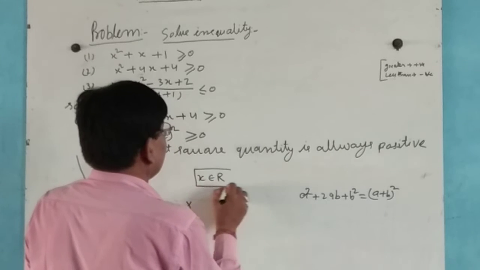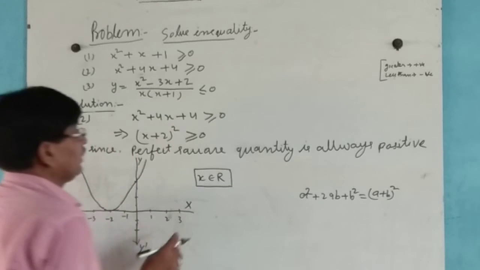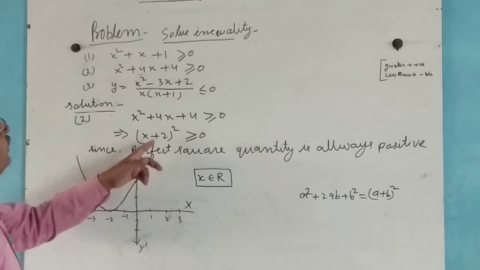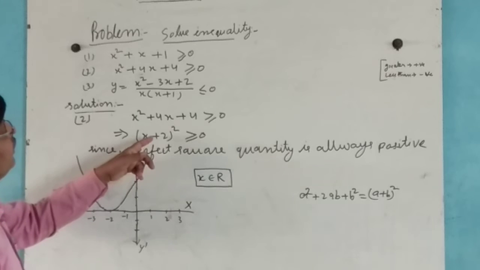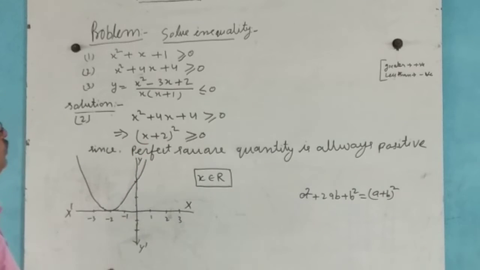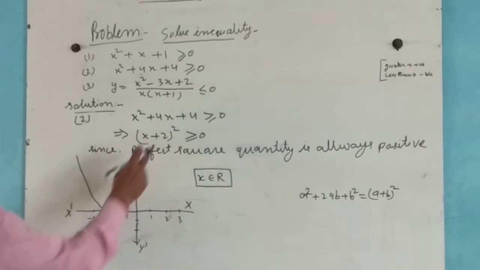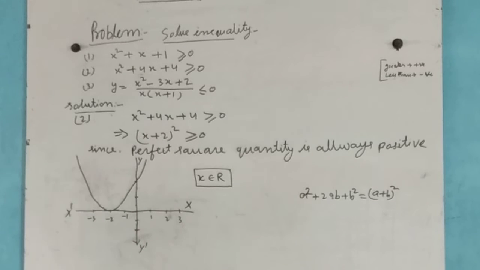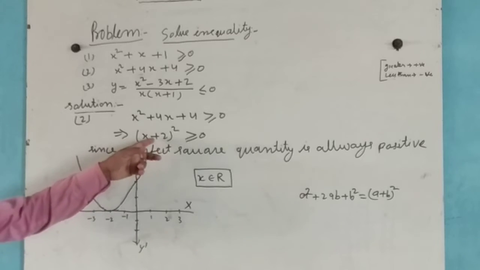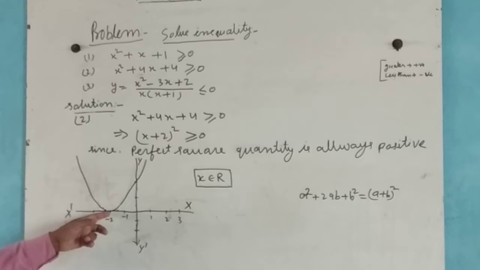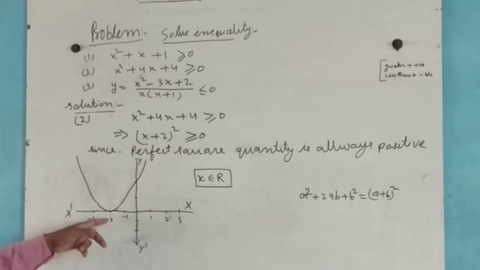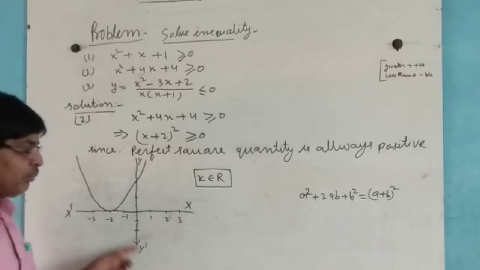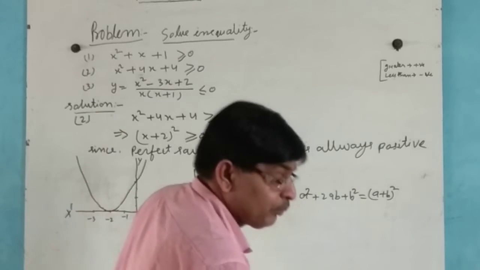This is our correct answer. We can also trace it: x = −2, (x + 2)² ≥ 0, and if we put x = −2, this is equal to 0, that is y = 0. Here this is the vertex of the parabola. Now the next problem.